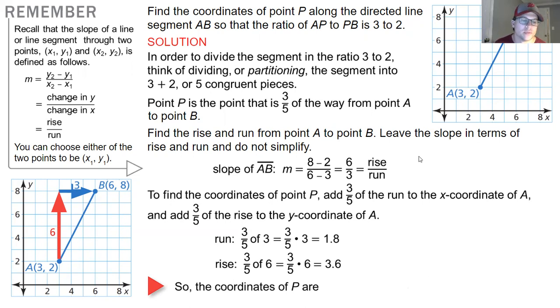Combining these two things together is going to give us the coordinate points of our P. The rise is going to represent the y coordinate plus our original point, and the run is going to represent our x coordinate plus the run. So 3 plus 1.8 for our new x coordinate, and 2 plus 3.6 for our new y coordinate, is going to be (4.8, 5.6).